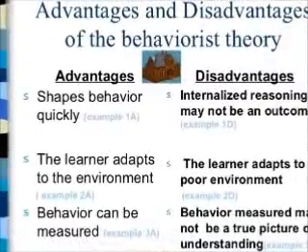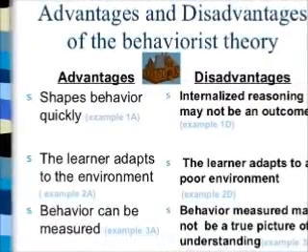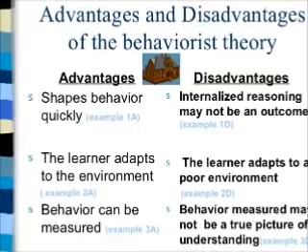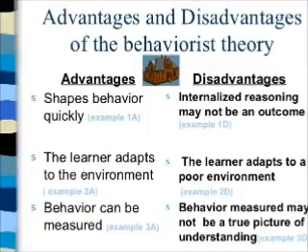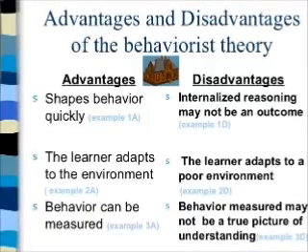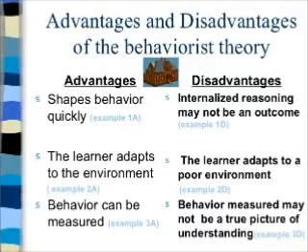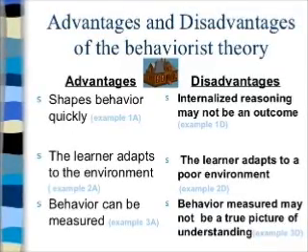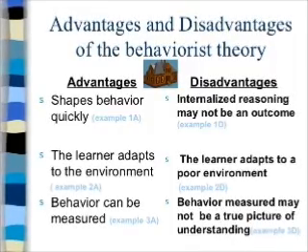Advantage or disadvantage of behaviorism. Advantage. Number 1. Shapes behavior quickly. For example, every time a student arrives to the classroom on time, the teacher could give the students on-time points. These points could be used to purchase a watch from the scout store. It's like a gift for the students.